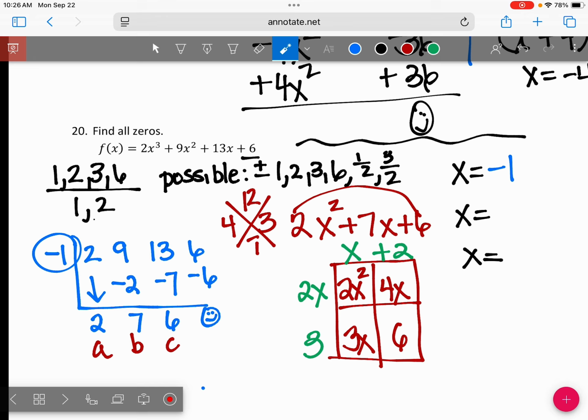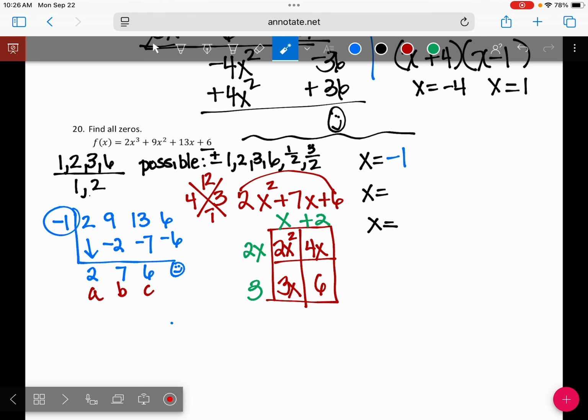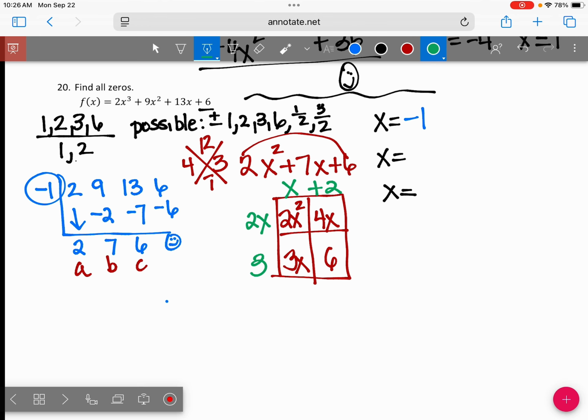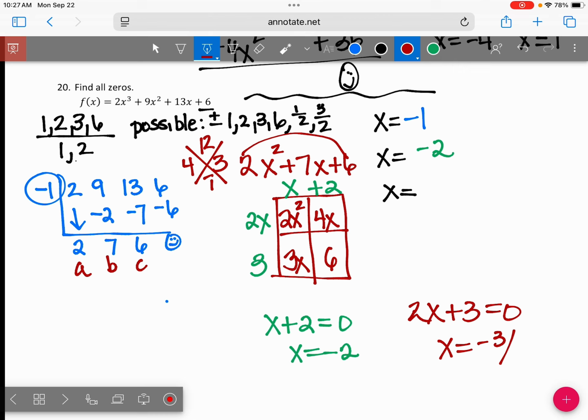When I multiply everything on the outside, I do get the terms on the inside. So to get my last 2 solutions, I'm going to take the x plus 2, set that equal to 0, and I get -2. That's my second answer. And then I'm going to take 2x plus 3, set that equal to 0, and I get x equals negative 3 over 2. And that would be your 3 solutions.